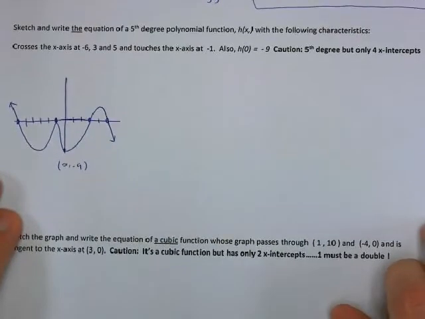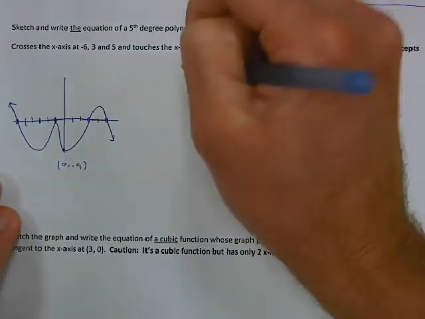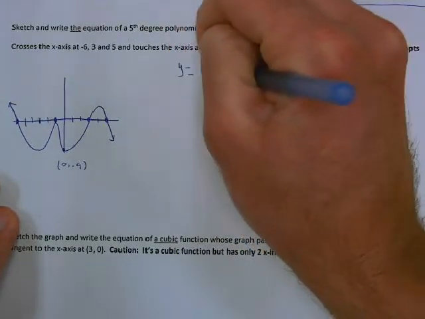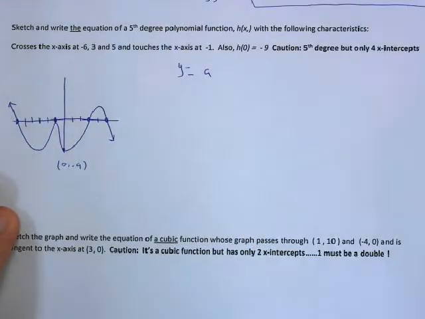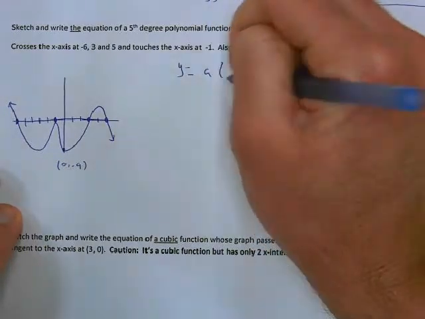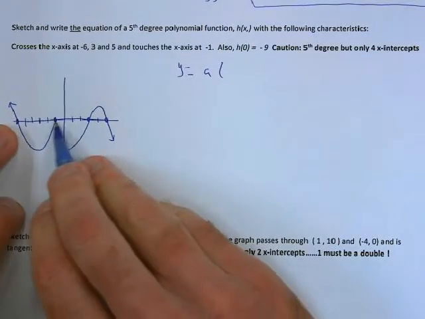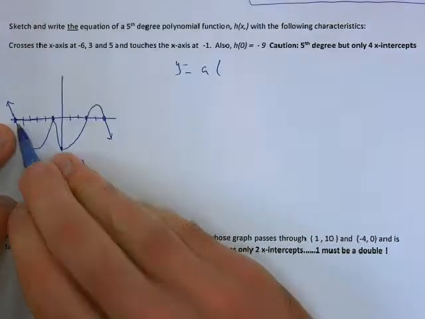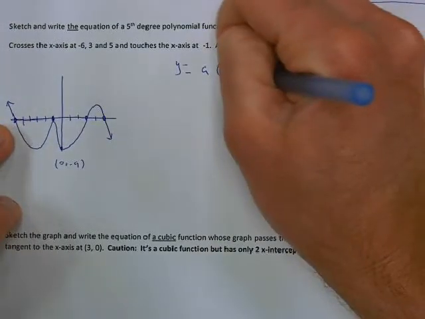Okay, so first of all, what is our equation going to look like? Well, it's going to be y equals some a value times what factors? So let's see, to get an intercept at -6, we've got to have x plus 6.